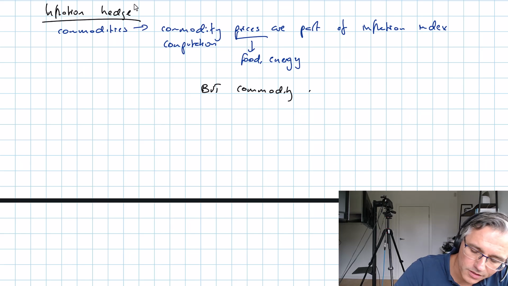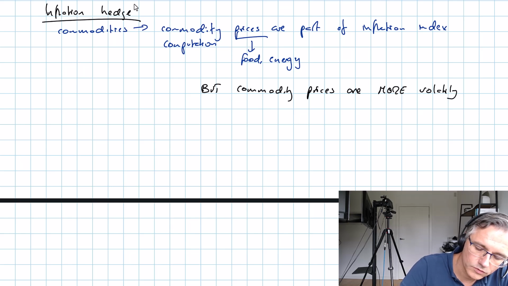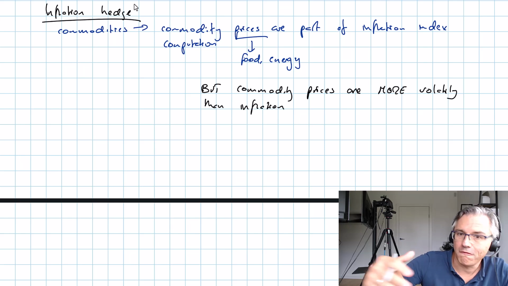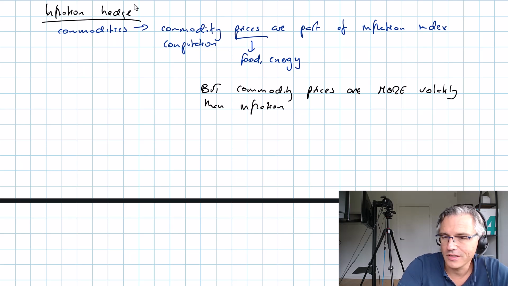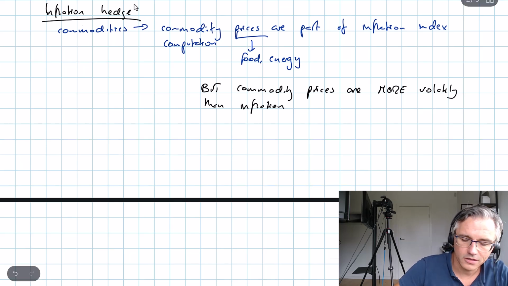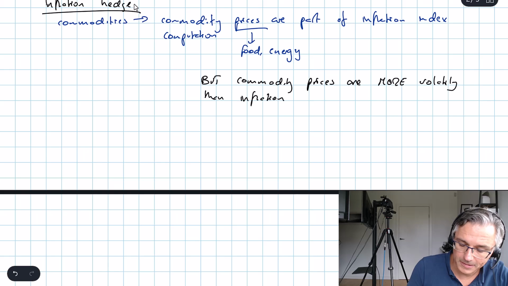So commodity prices are themselves more volatile than inflation, which is an average of different price computations from different goods and services. Inflation indexes have more components than just food and energy. Therefore, the inflation computation is less volatile than the price of commodities or food or energy as such.